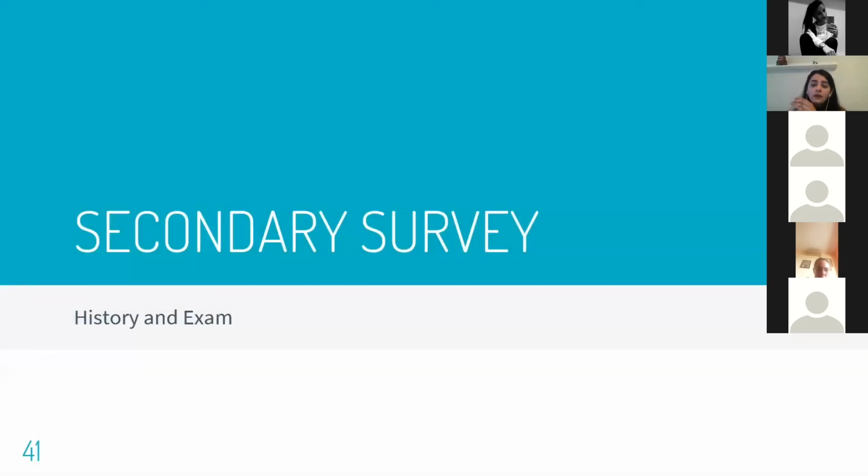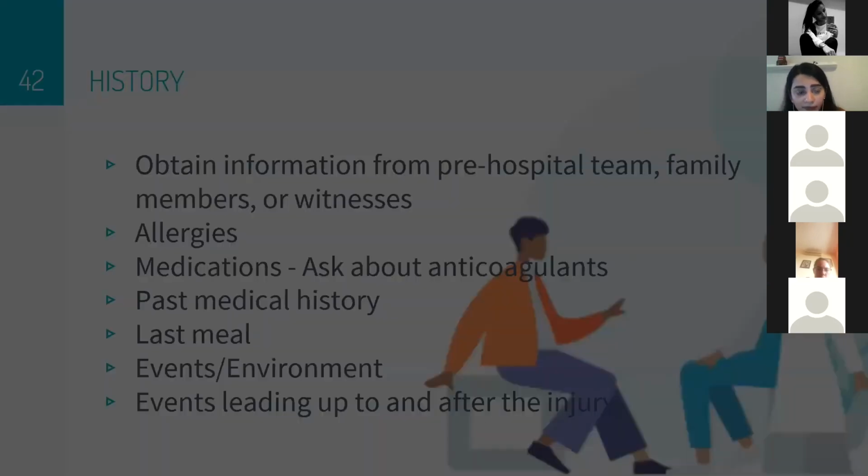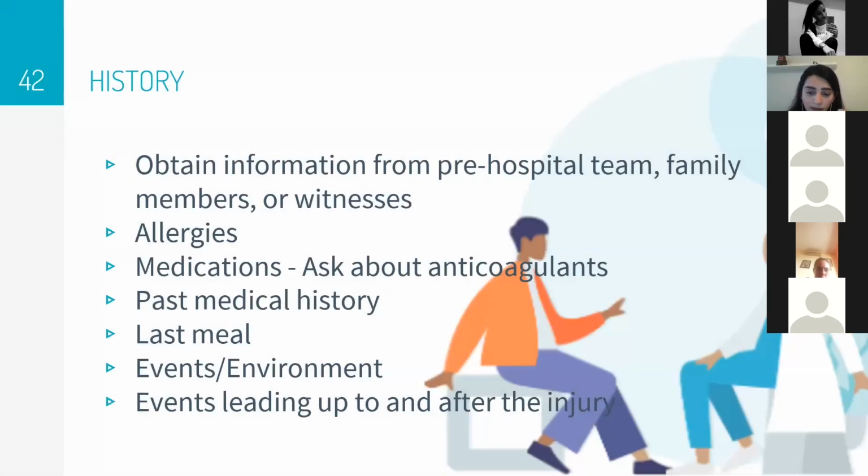Okay. So that was our primary survey. That was a lot, just our primary survey. We've accomplished a lot, but I promise you, as you practice this, you'll be able to get that done in less than 5 minutes. Now we're going to move on to our secondary survey, which consists of the history and a total head-to-toe exam.